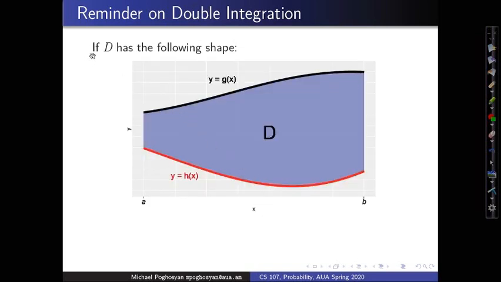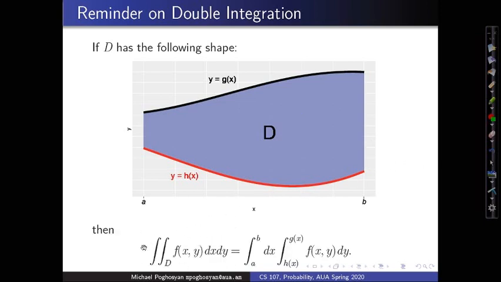So assume D has the following shape. D is bounded between the curves y equals h(x), this red curve, and y equals g(x), this black curve, and x is running from a to b. So this is our D, and we want to integrate our function f over this D. To that end, we are doing the following. So we are writing this integral in the iterated integrals form. So we are describing our region D in the sequence, say, first x, then y.